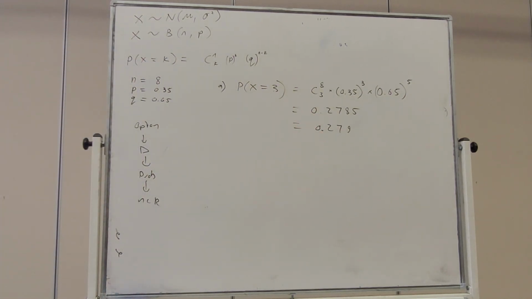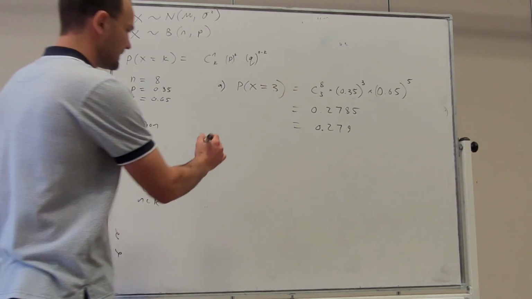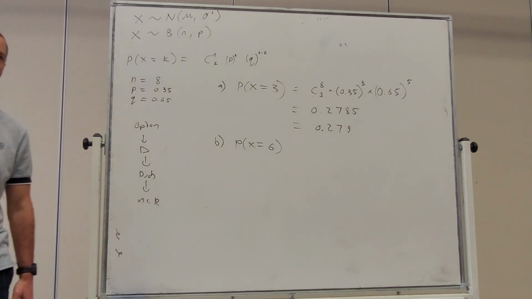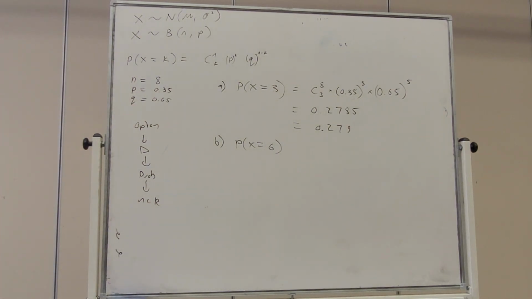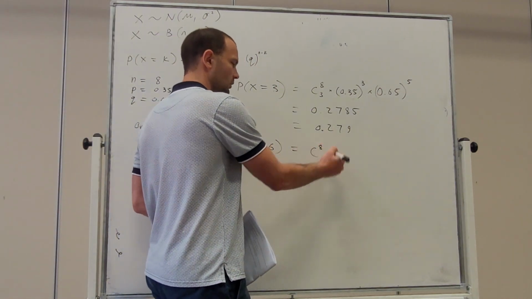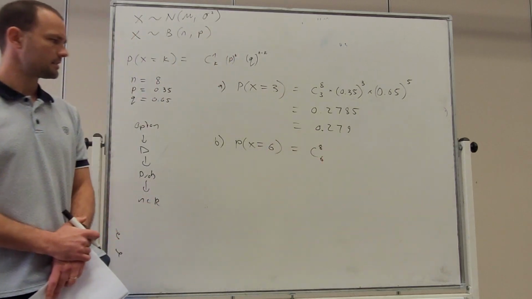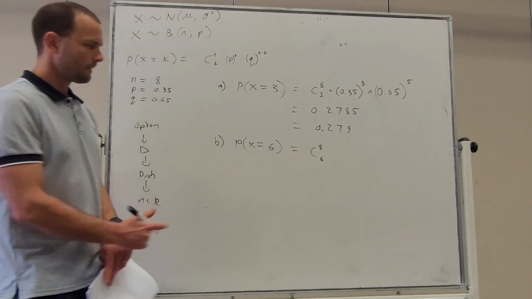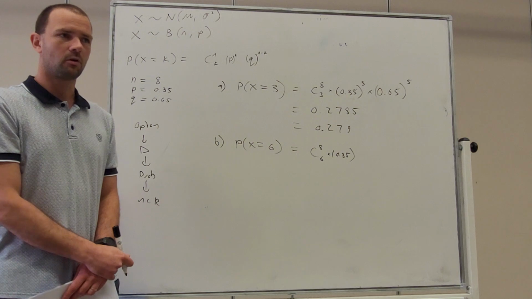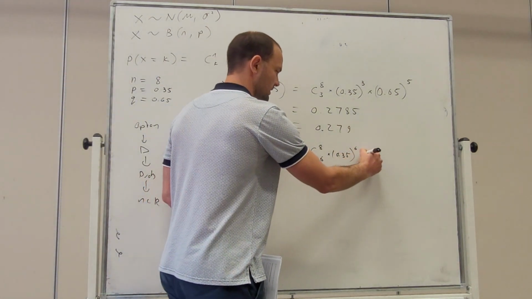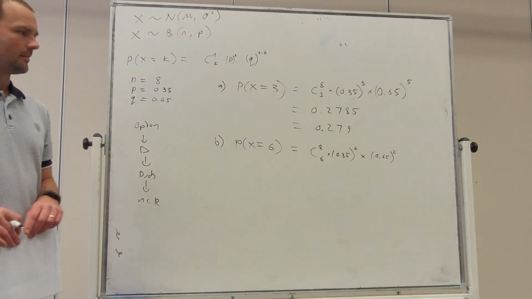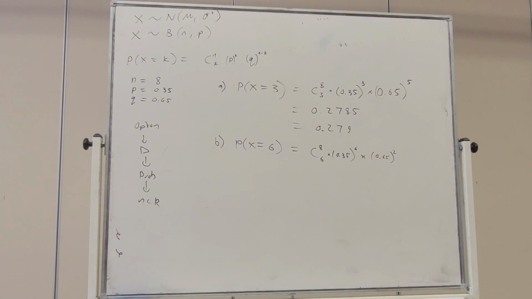Okay, the next part, part B, says, how about the probability that exactly 6 are rotten? This time we're finding the probability of X being equal to 6. 6 successes. So then to calculate this one, we'll be doing C. We've still got 8 apples in the bag, 6 successes. Multiplied by the probability of success to the number of successes, and multiplied by the probability of failure to the number of failures.